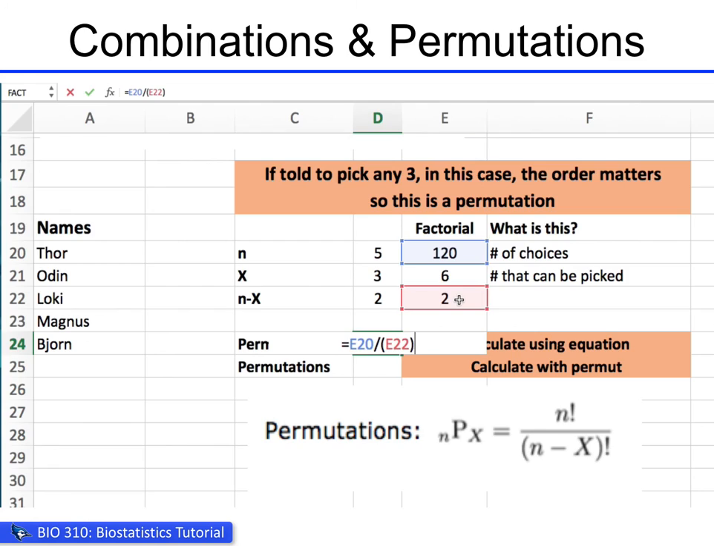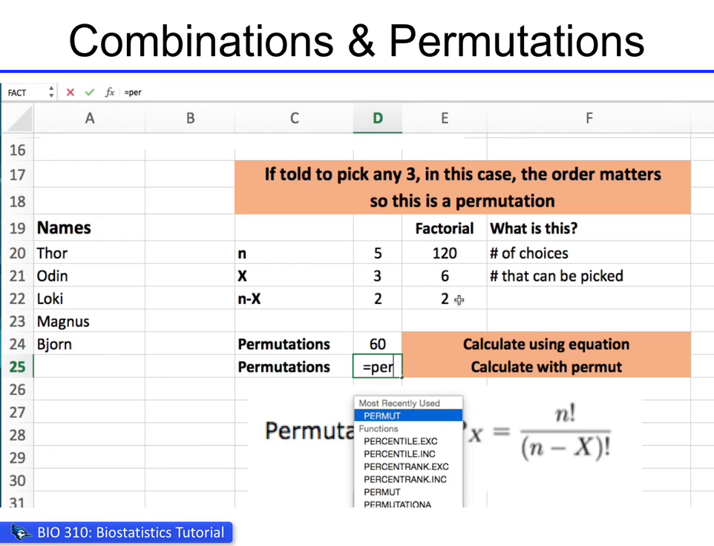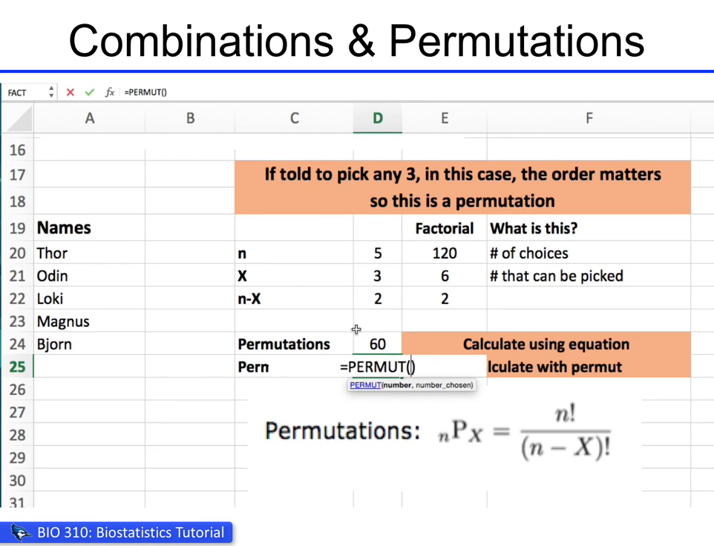Okay, so we didn't need those parentheses, but it doesn't really matter if we enter them or not. So we see that there are 60 different permutations when order does matter. But we also have the permute function. So we can use the permute function. Again, the components that it needs are the number and the number chosen.